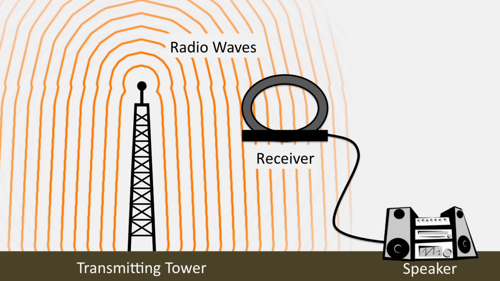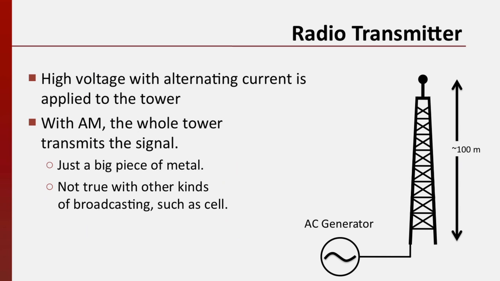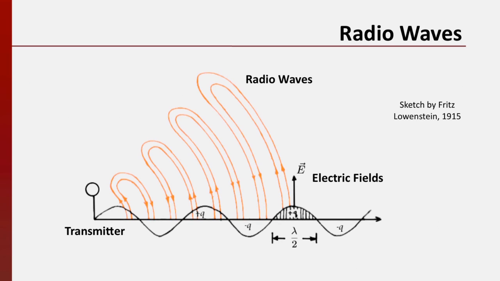The tower is typically about 100 meters tall, and the receiver is about 10 centimeters wide. The transmitter is a tall metal tower with alternating current attached to it at high voltage. In AM radio, the whole tower is electrified. The entire thing acts as the antenna, which is not true for all types of broadcasting, such as for FM radio or cell towers.